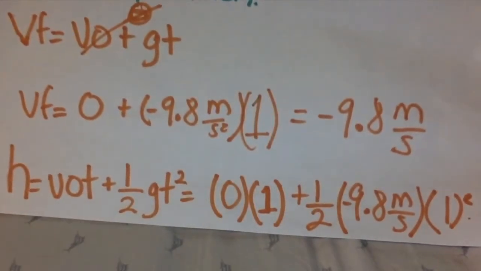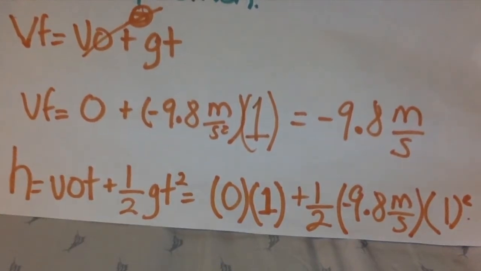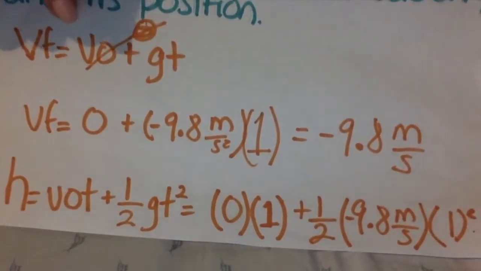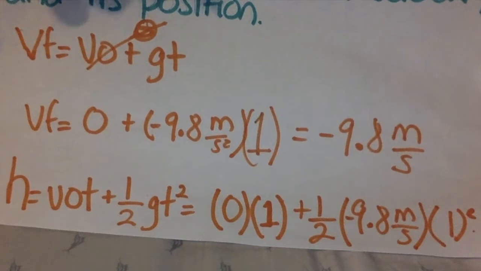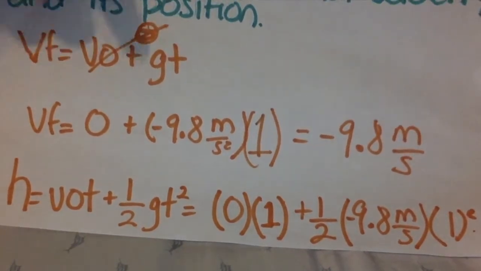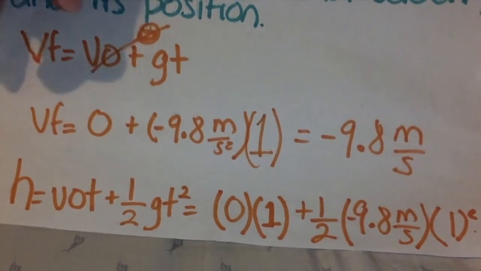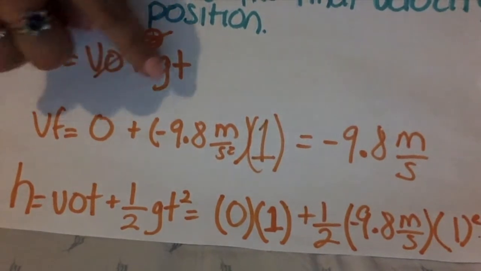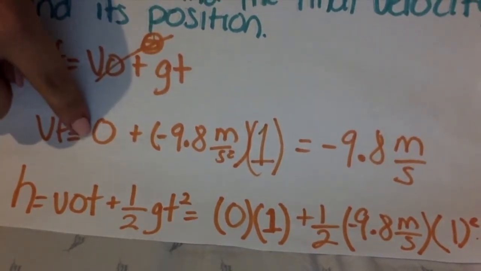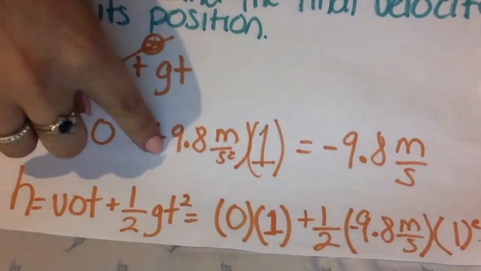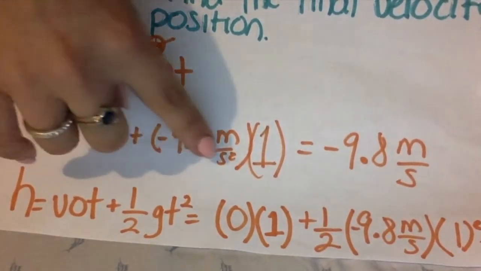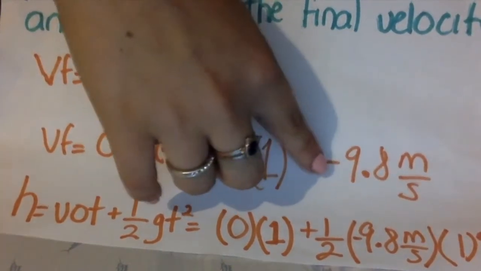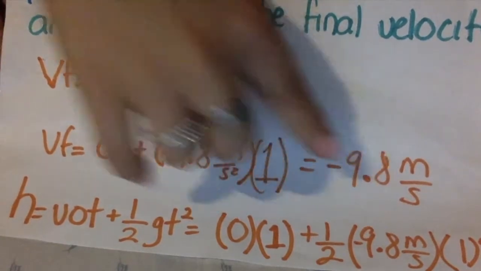Knowing the problem, we need to find a formula to substitute the values. In this case, we have the final velocity equals initial velocity plus gravity times time. But it says from rest, so the initial velocity is automatically 0. Now we substitute the initial velocity equals 0 plus the gravity, which is minus 9.8 meters per second squared, times time. And now we have the result: minus 9.8 meters per second.